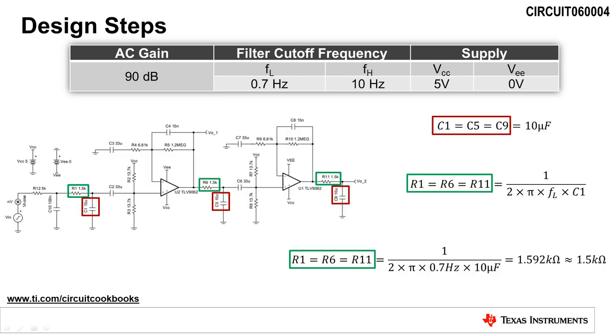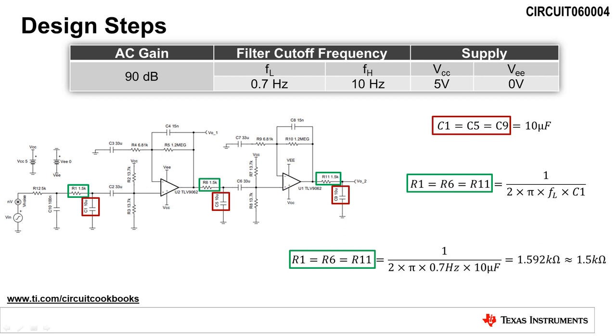The first design step is to calculate the components for the RC low-pass filters to set the lower cutoff frequency, or F sub L. The low-pass filters are formed using the resistors R1, R6, and R11, and the capacitors C1, C5, and C9. Since there are fewer standard value capacitors, we will select the capacitors first and then calculate the required resistor value to set the cutoff frequency. We will choose C1, C5, and C9 to be 10 microfarads.